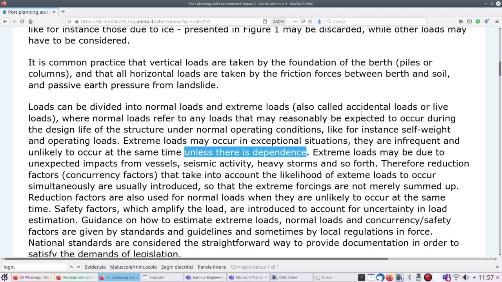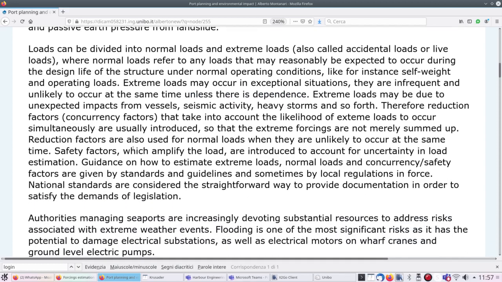Extreme loads may be due to unexpected impact from vessels, for instance. We already talked about seismic activity, heavy storms, etc. And we need to introduce concurrency factors that take into account the likelihood that these extreme loads may occur simultaneously.